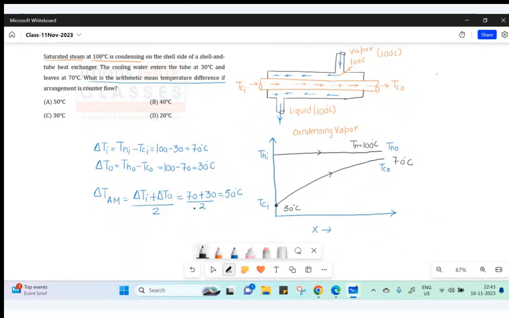It doesn't matter. Here I have drawn a parallel flow arrangement, and you drew the counter flow also. For the condensing vapor and evaporator case, it doesn't matter whether your arrangement is counter flow or parallel flow, you will get the same answer. Look at it. This is your condensing vapor, and I can draw this kind of scenario. This is 30, this is 100. This is 70, this is 100. So my delta TI will be 70, and delta T naught will be 30 degrees. I will still get the same answer in this case also. Clear? Not clear? Anyone having any doubt here?